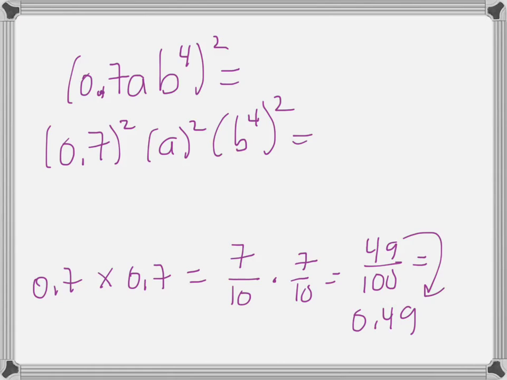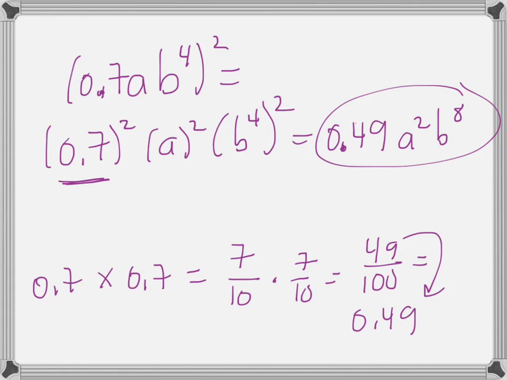This fraction has this decimal equivalent. So really this coefficient squared is 0.49, and a squared, b to the 8th. And that's it. That's our last example.